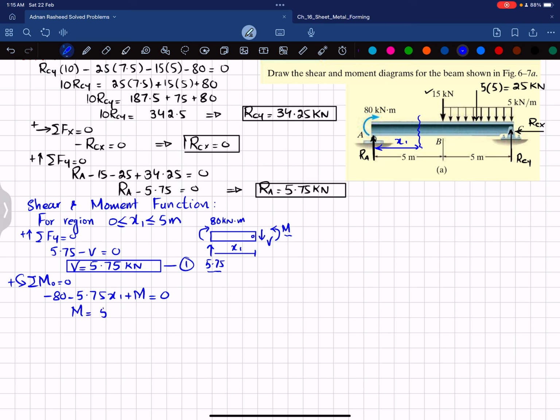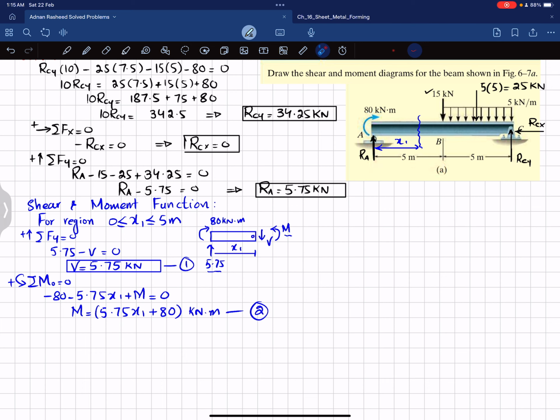Now equation number 1 and equation number 2 determine the shear force and bending moment equation for this region, for X1 greater than or equal to 0 and X1 less than 5 meter, in between this region.